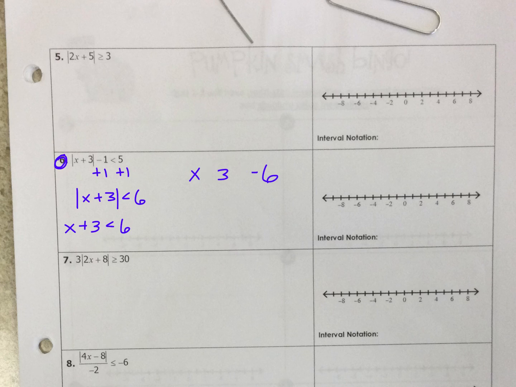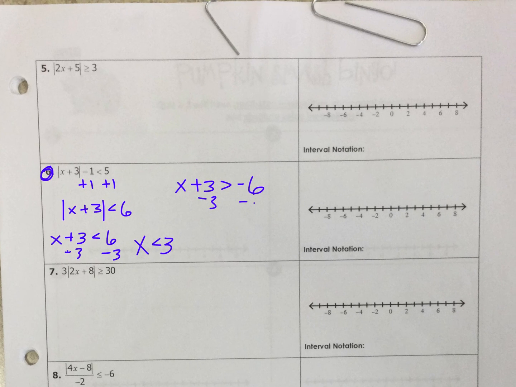I am on the struggle bus. Okay, so I'm going to subtract 3. X is less than 3. X is greater than -9. I also know just by looking at that in the beginning that that one is going to be an or. Nope, kidding. That one is going to be an and. So -9, open circle. 3, open circle. Run them together.